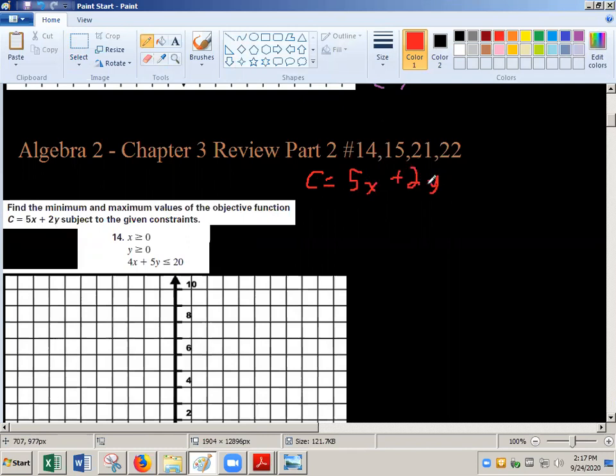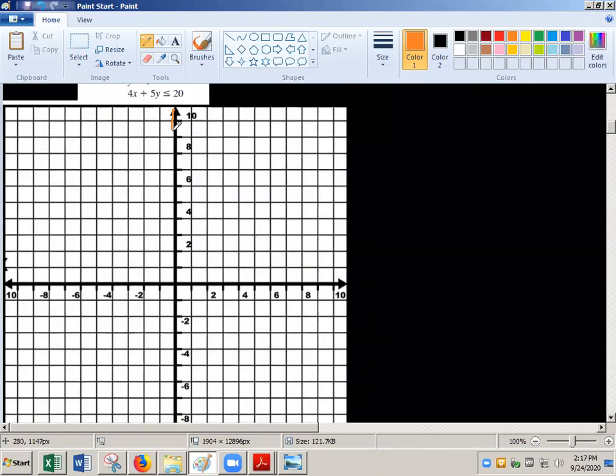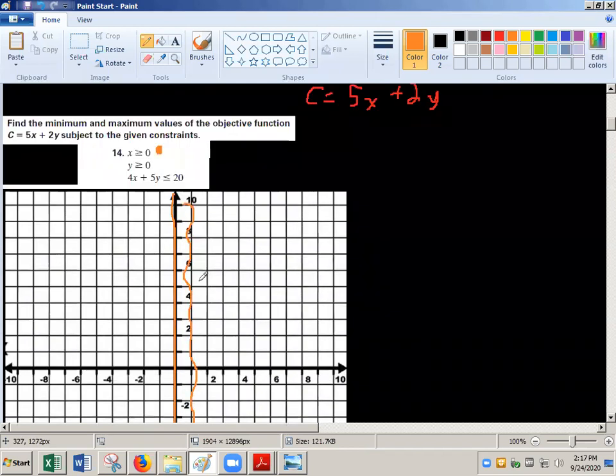And then from there, I'm going to roll into my first constraint. The first constraint here, I'll do in orange, and it's saying x is greater than or equal to 0. If x is greater than or equal to 0, it means this thing's going to look like a vertical line going right through x equals 0. Again, not an awesome line here, but there we go. And then I'm going to be shading to the right, since I'm greater than.